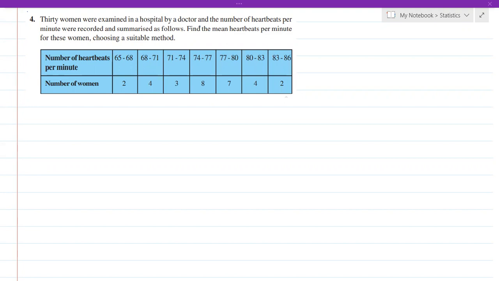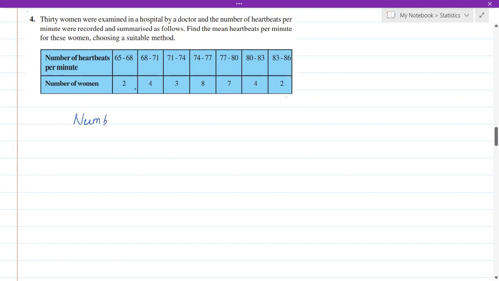Here the method which we are going to choose is again the assumed mean method, because our xi value is a bit big and fi value is smaller. So let's use the assumed mean method itself. So first let's recreate the table.